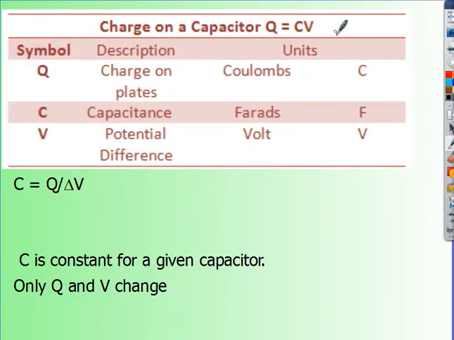Now, what is the charge on a capacitor? Suppose I have a parallel plate capacitor, and I've charged it up. The charge is CV. Now remember, C is a constant for any given capacitor. So once you find C, it does not change. You can change the charge and you can change the voltage, but C depends only on the geometry.